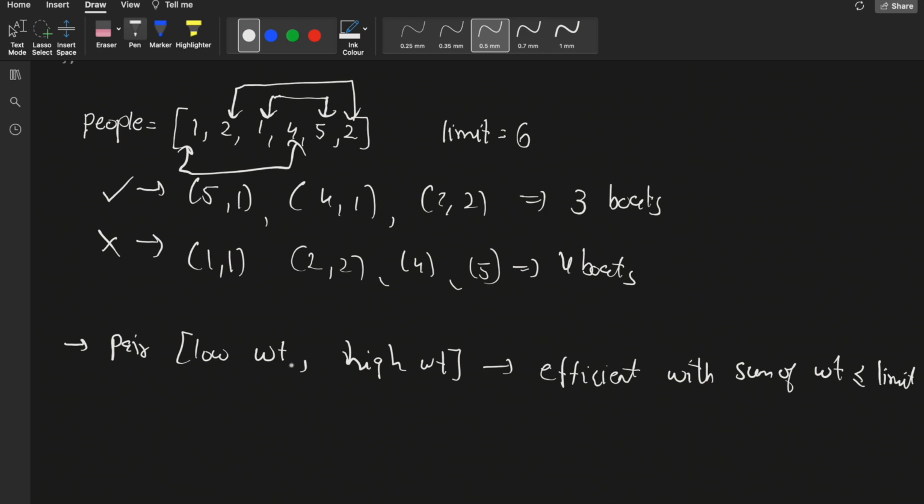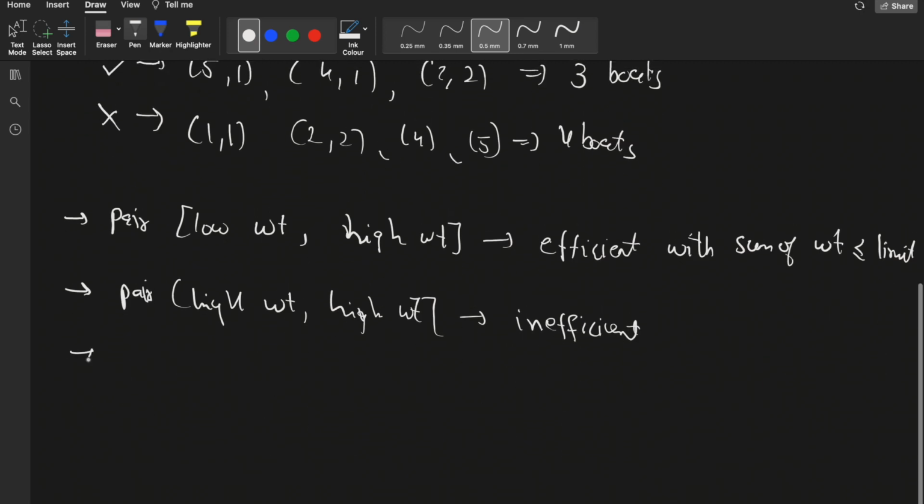If you pair a low weight person with a high weight person, and if you try to pair a high weight with a high weight person, then there are fewer chances, right? There are fewer chances to get an efficient solution. Means this will give you an inefficient solution.